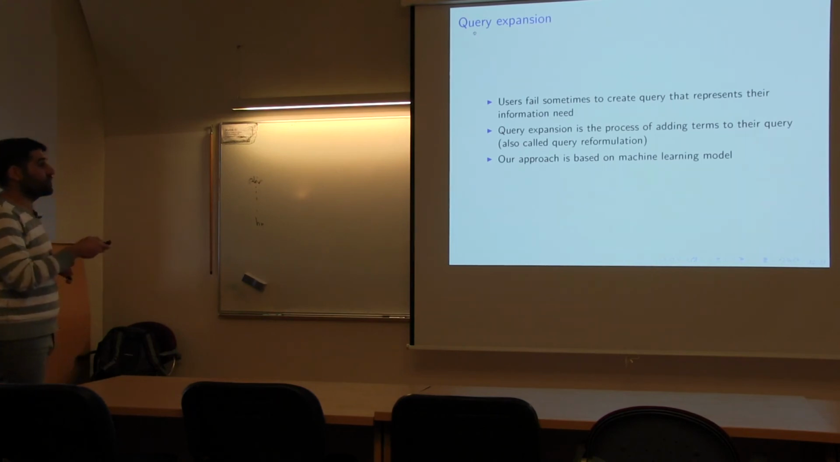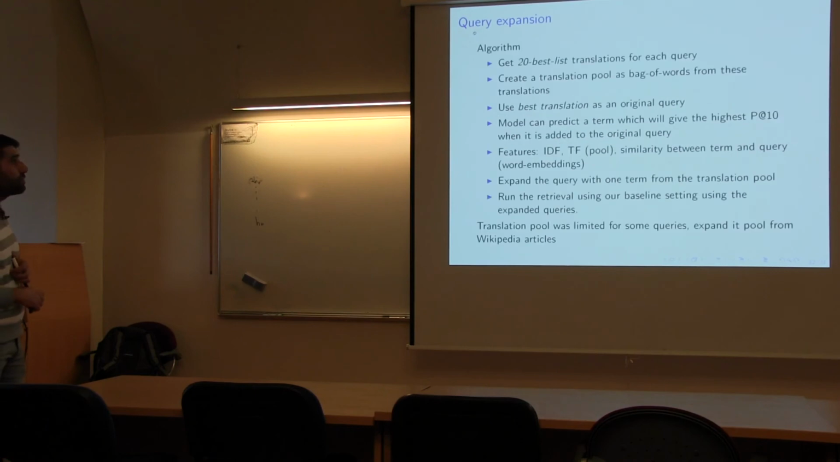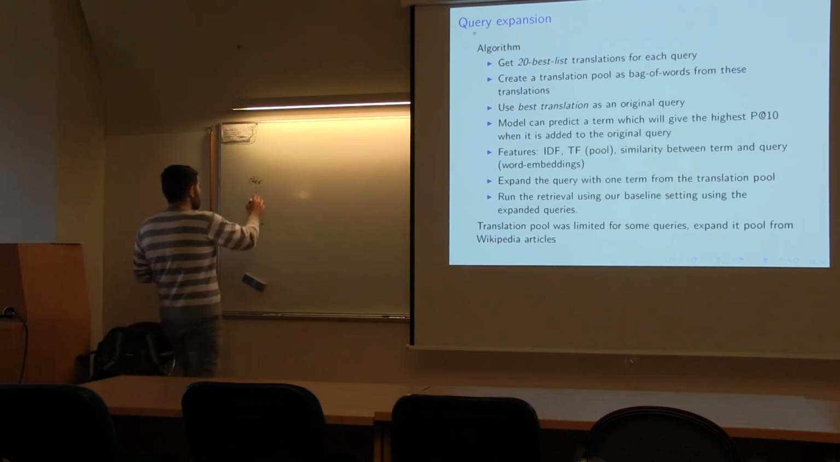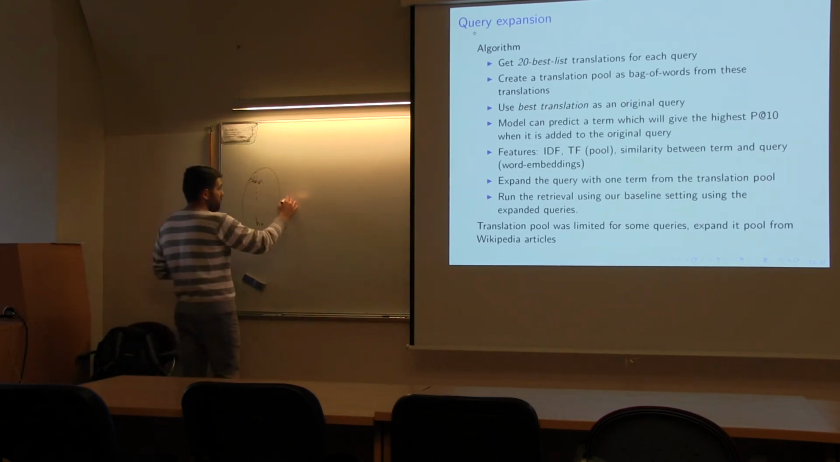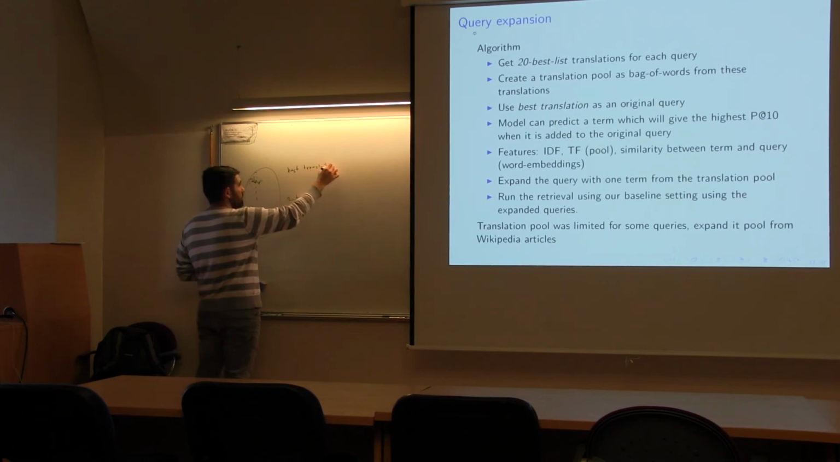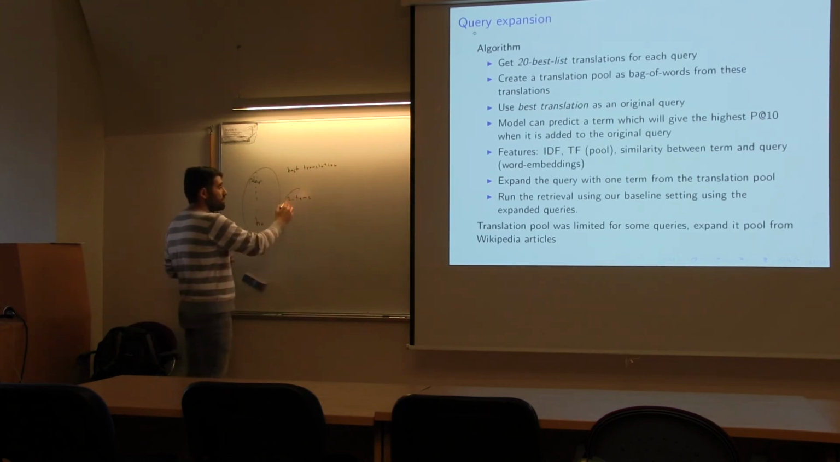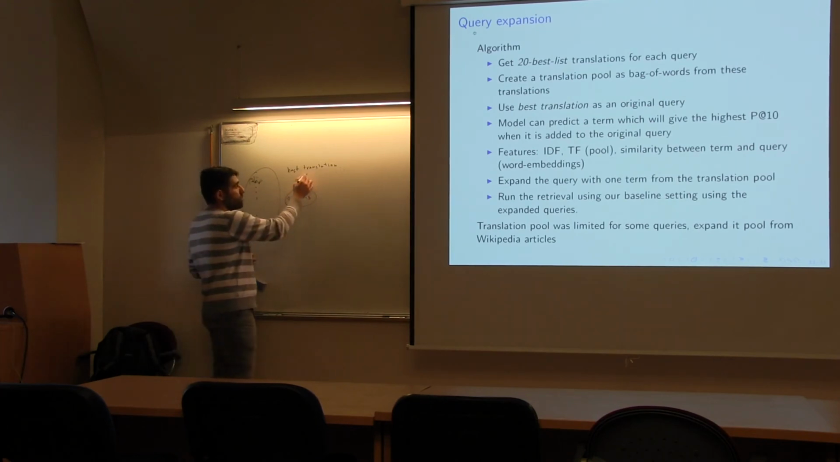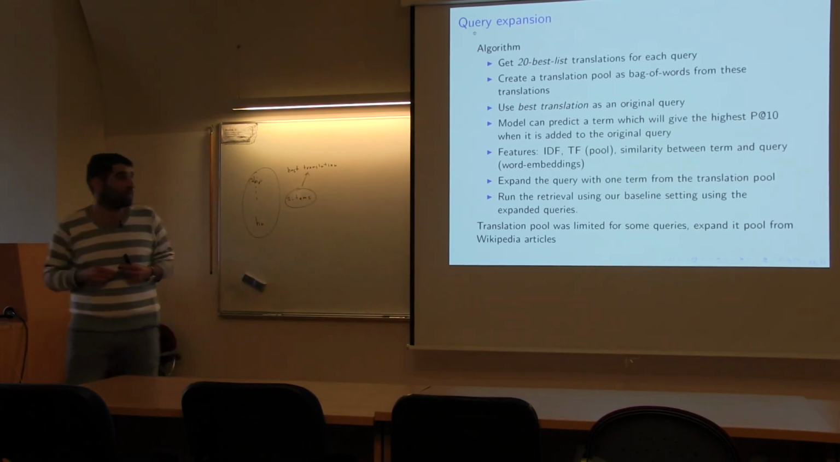So here our approach is based on a machine learning model as the following. We got 20 best list translations for each query, and then we create a pool from this translation, and this pool contains, let's say, candidate terms. By merging all of these hypotheses, we have here the terms, and we already have the best translation. So we want to add some terms from this pool to this query to see if we can improve the results or not.